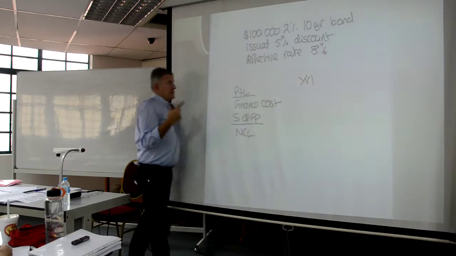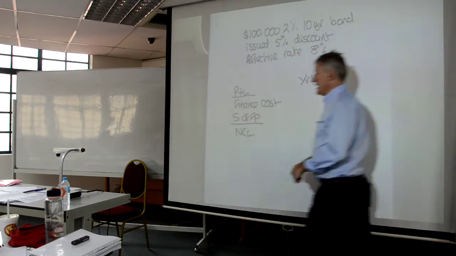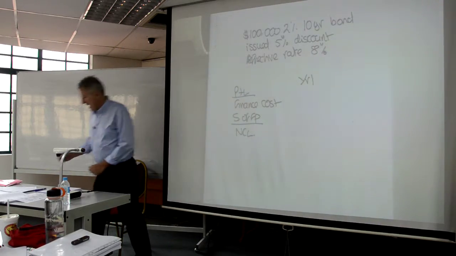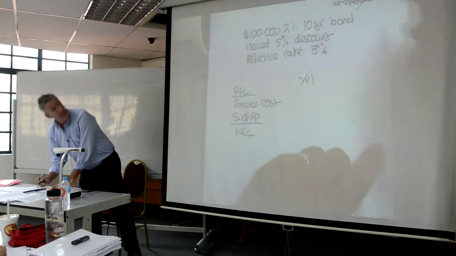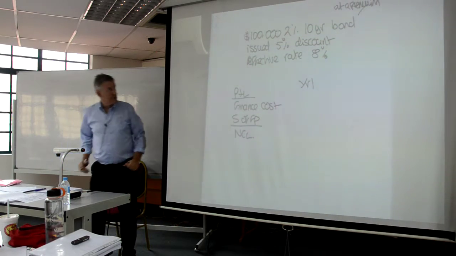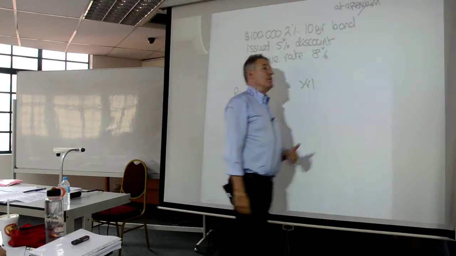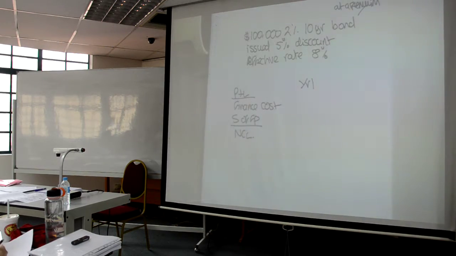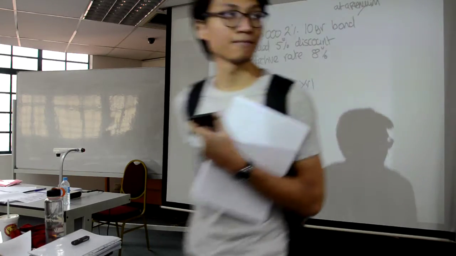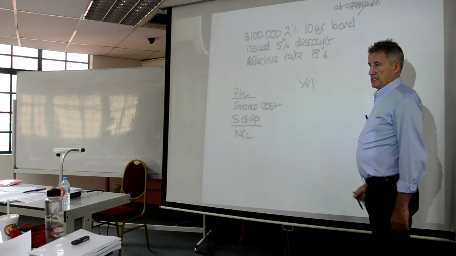I have a 100,000 2% bond. It will be redeemable in 10 years' time, and it will be redeemable at a premium. So when the debenture is redeemed, there will be a premium on the redemption. I don't know what it is, but it'll be in 10 years' time. Now, we issue the bond at a discount, so we do not physically receive 100,000. The effective rate of interest is 8%.